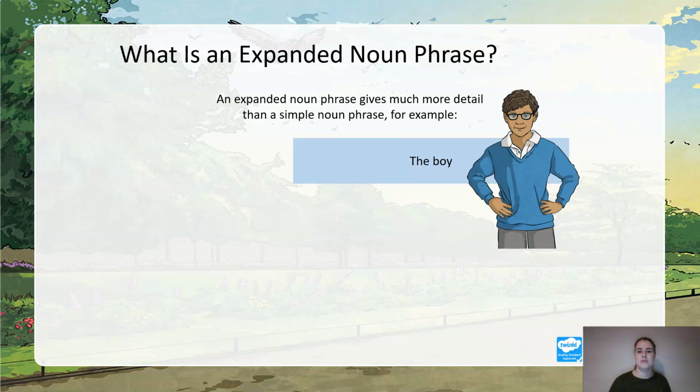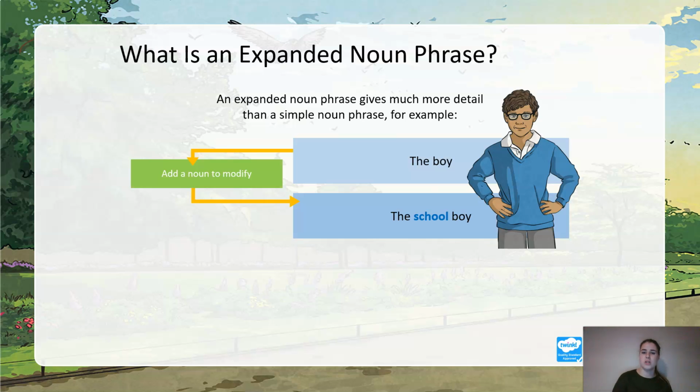So let's do a recap part of our lesson: what is an expanded noun phrase? We know that expanded noun phrases give us more detail. It's called an expanded noun phrase because it expands the amount of information and detail that we have about our noun. For example, here is our noun, the boy. You know from experience with Ms. Humphrey, if you write something like the boy in your work, you're going to see steam come out of her ears because that's boring, and we don't do boring in Year 5.